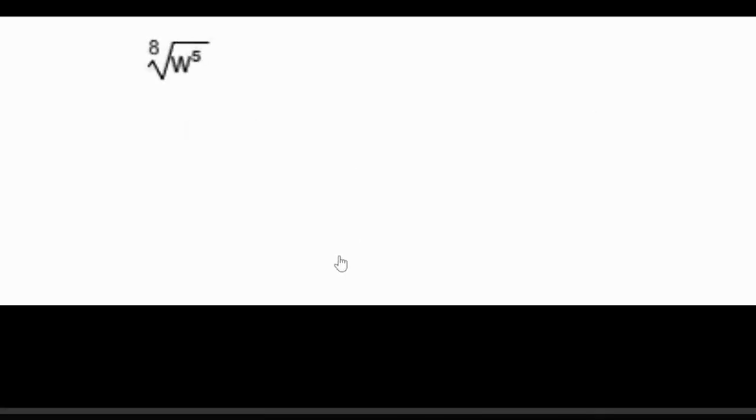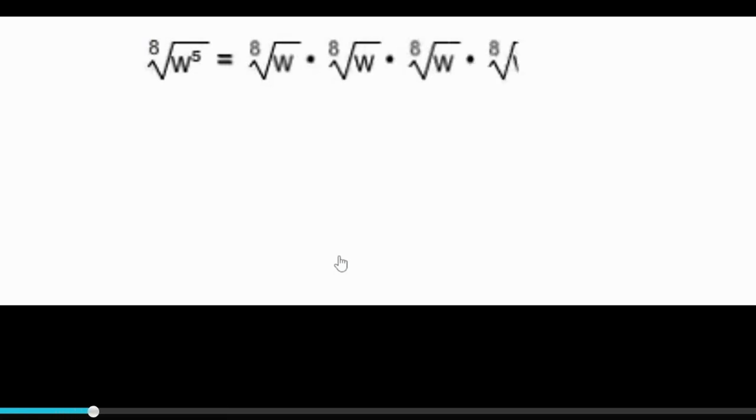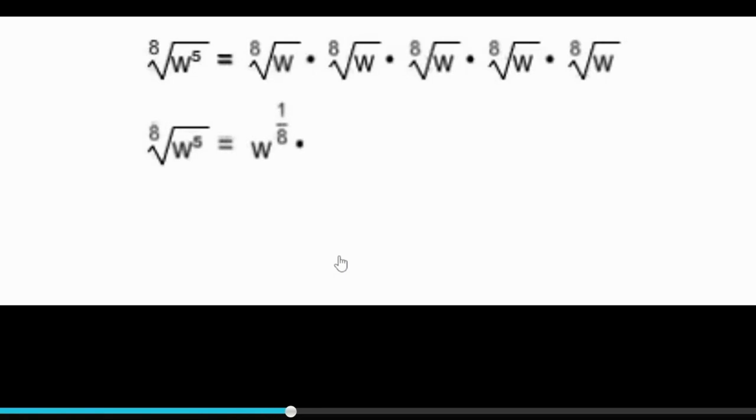The 8th root of w to the 5th power is written in radical form. It can be written as the 8th root of w times the 8th root of w times the 8th root of w times the 8th root of w times the 8th root of w. Now, each radical can be written as a rational exponent. So, the 8th root of w to the 5th power equals w to the 1/8 power times w to the 1/8 power times w to the 1/8 power times w to the 1/8 power times w to the 1/8 power.